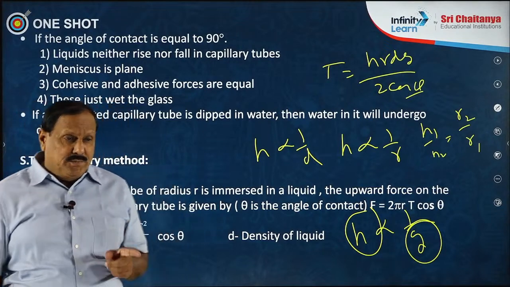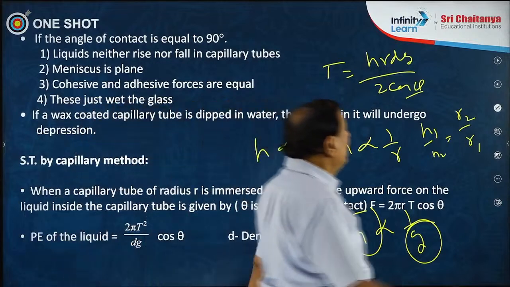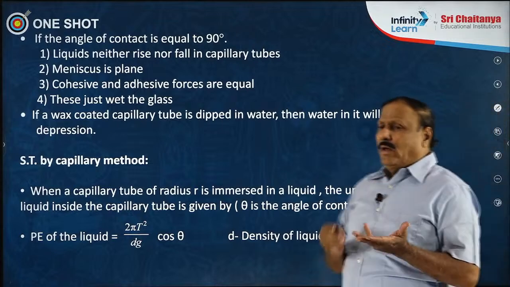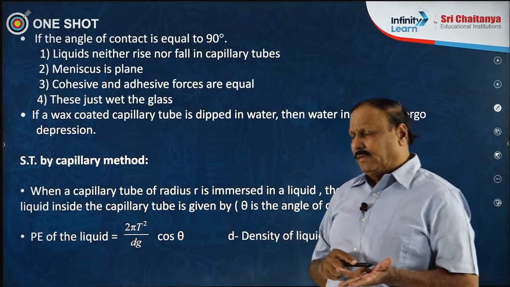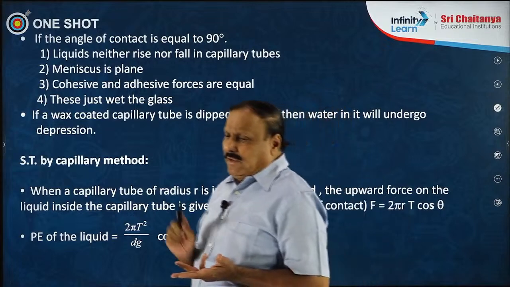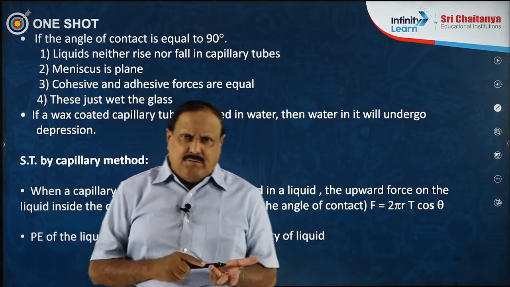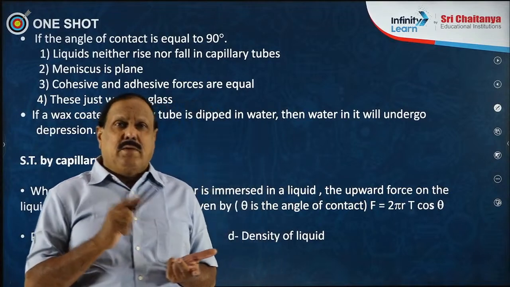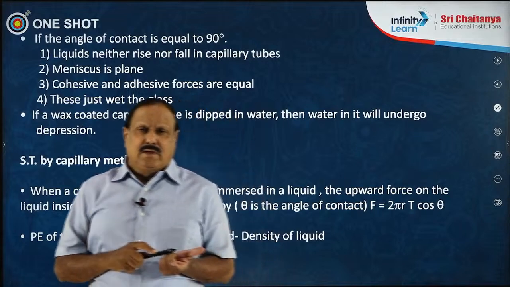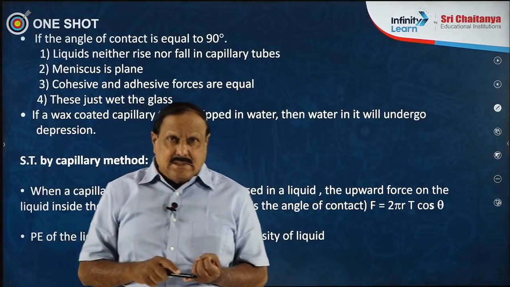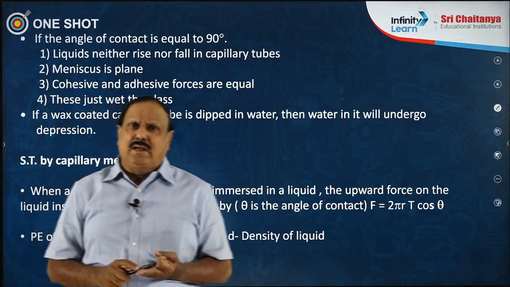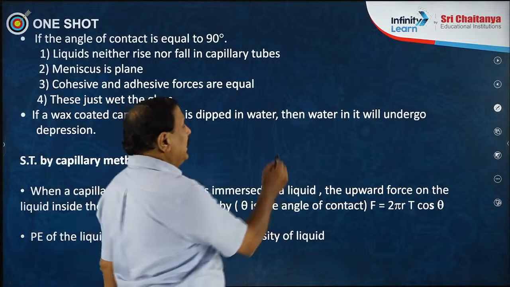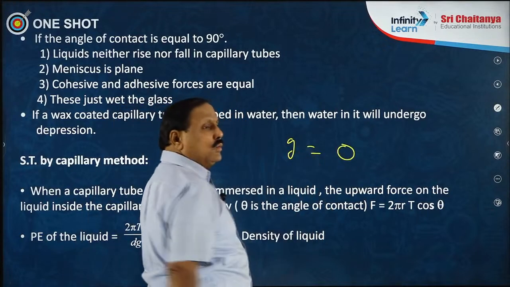Listen to me carefully. If the capillary tube system is placed, number 1, in a freely falling lift, number 2, in an artificial satellite, number 3, at the center of the earth. Again I repeat: at the center of the earth, artificial satellite, freely falling lift. In all these 3 cases, what is the speciality? Acceleration due to gravity is equal to 0.